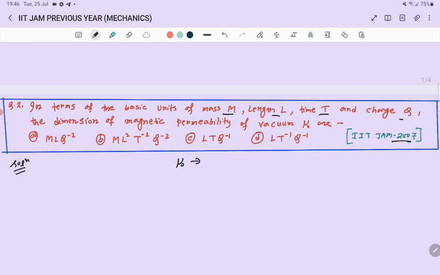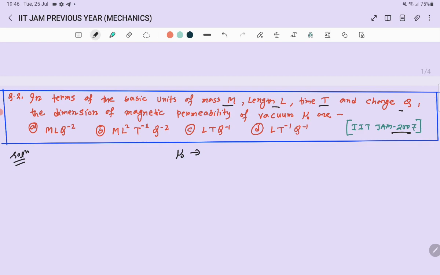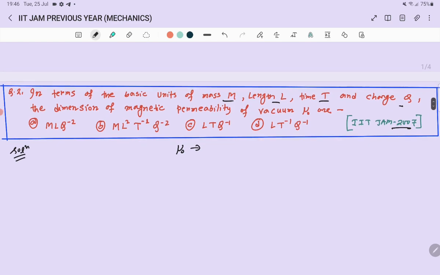Let me first give you the expression of mu 0 in terms of the basic units: mass, length, time and charge. The best way of doing this is to first write the expression of F in a magnetic field. If there is a magnetic field B, and we place a wire of length L with current I, then the maximum force on this wire is F equal to BIL. Actually this is BIL sin theta or IL cross B, but for dimensional analysis we don't need that expression, it is just F equals BIL.